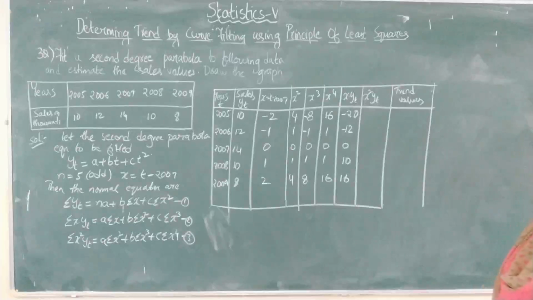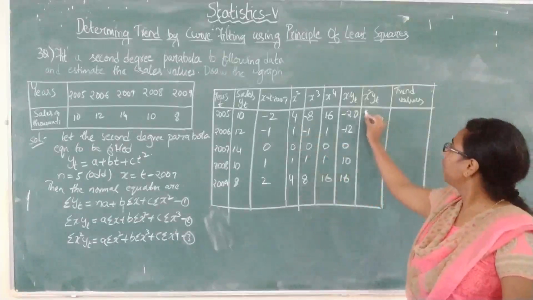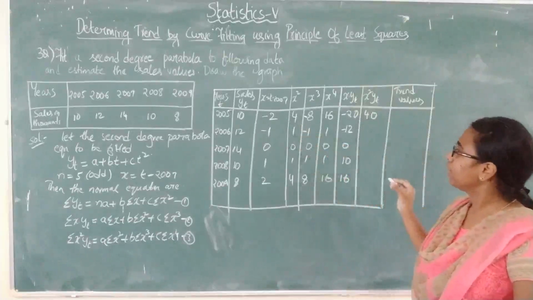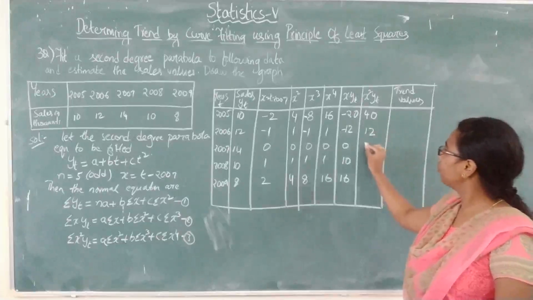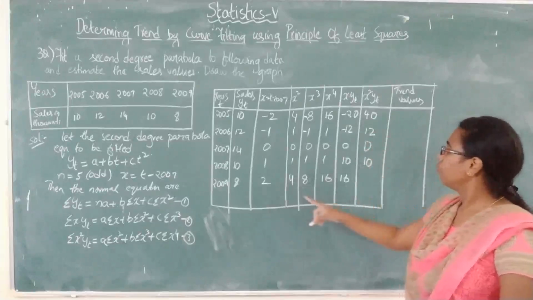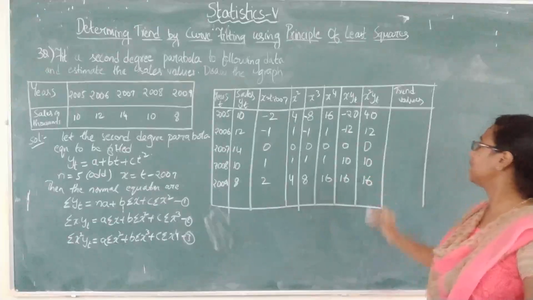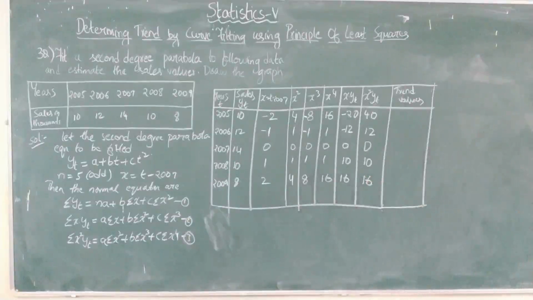Next x square into yt. x square value is 4. 4 into 10 is 40. Similarly, 1 into 12 is 12. 0 into 14 is 0. Next 1 into 10 is 10. 4 into 8 is 32. Now find out all the summation values. First summation yt value is 55.